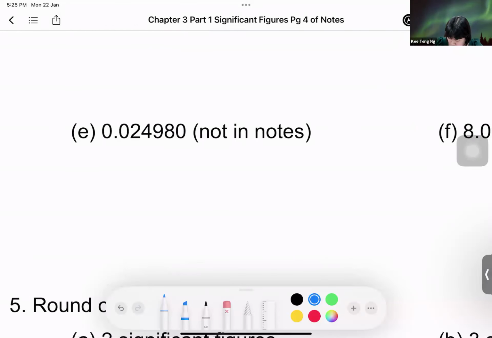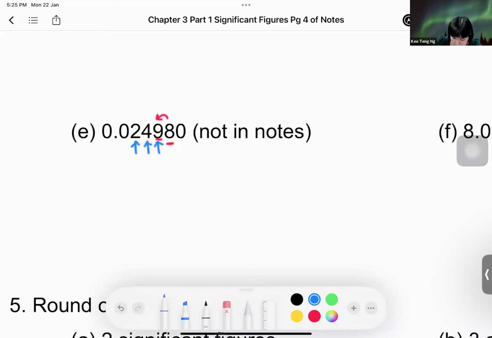So let's look at my 3 sig figs. The first non-zero number, 1, 2, 3, my third sig fig. Then I look at this number. This is 8. Oh, this is more than 5. I need to round. Question. What will happen to 0.0249 if I'm going to round the 9 up by a number?